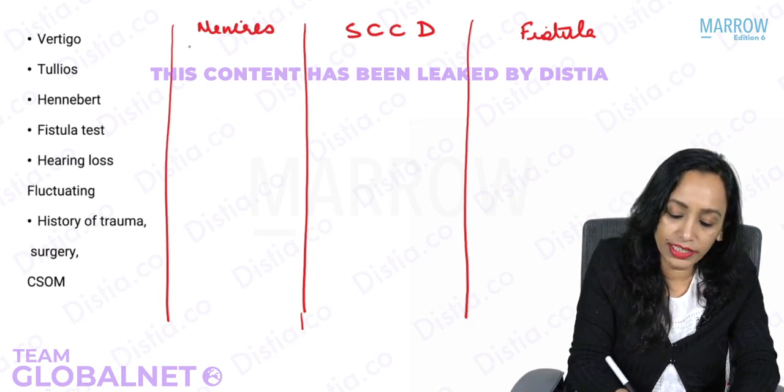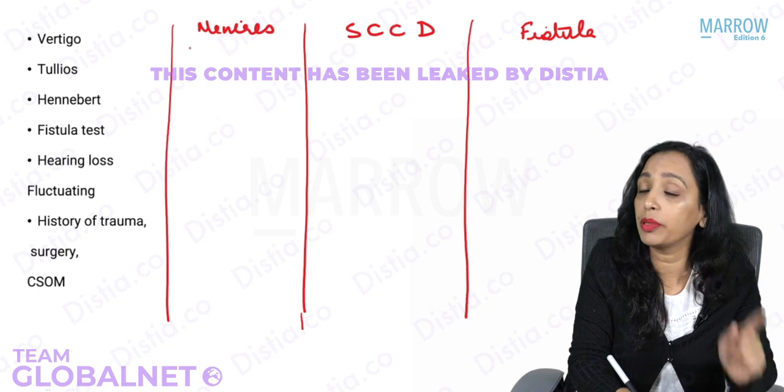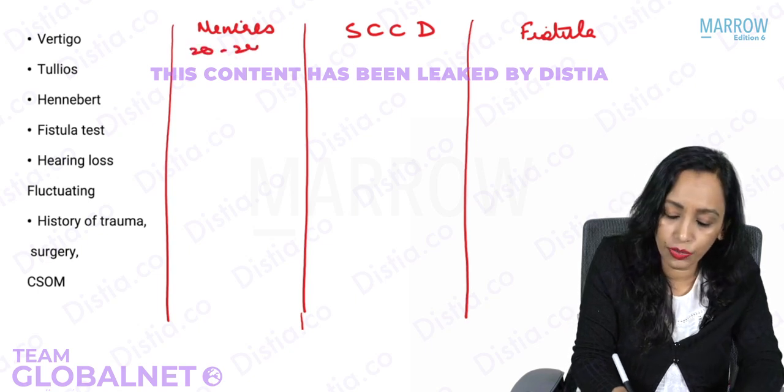Yes, vertigo will be present in Meniere's. What will be the typical vertigo? That will be the first symptom, and that will be for 20 minutes to 24 hours.